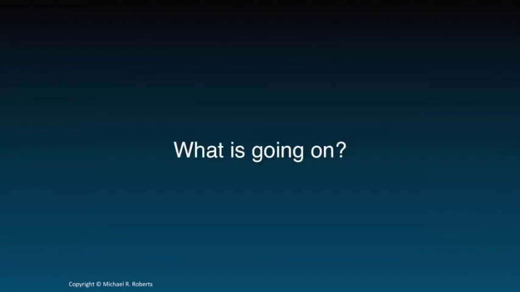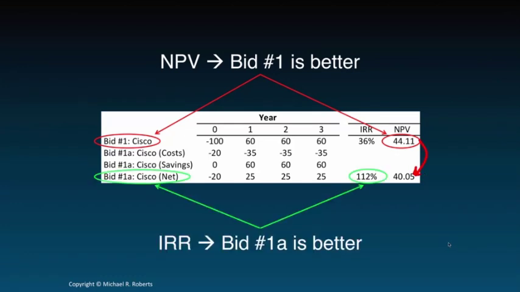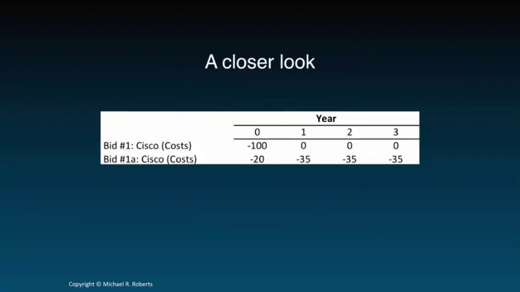What's going on here? NPV says bid 1 is better, right? 44.1 is bigger than 40.05. IRR says bid 1A is better because the 112% return is better than the 36% return. What do we do? Well, let's take a closer look. That's the first thing we do.